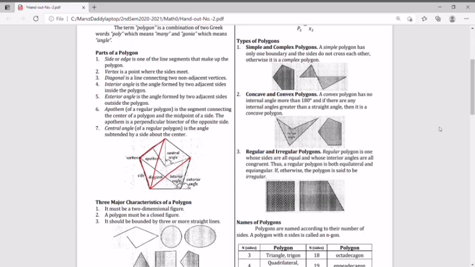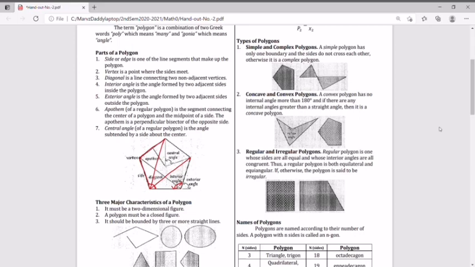Interior angle is the angle formed by two adjacent sides inside the polygon. So this is your interior angle. So this side and this side. So from that to this is your interior angle, this one. Exterior angle is the angle formed by two adjacent sides outside the polygon.